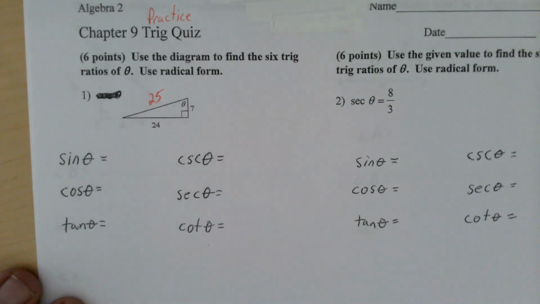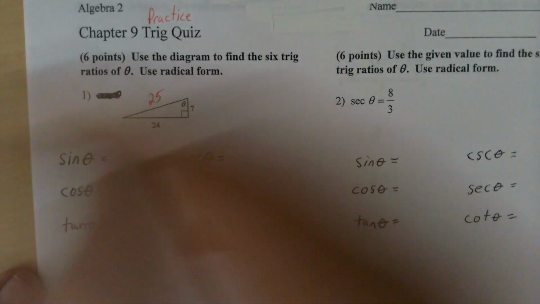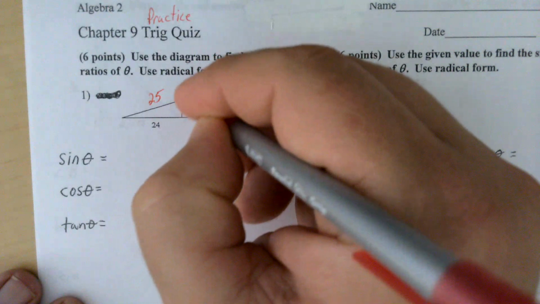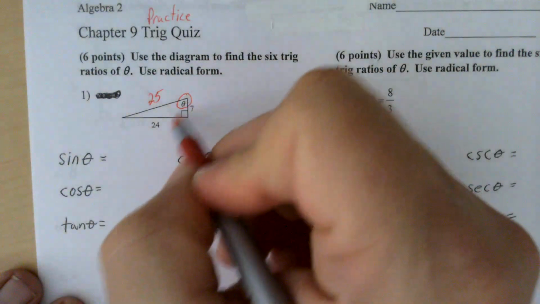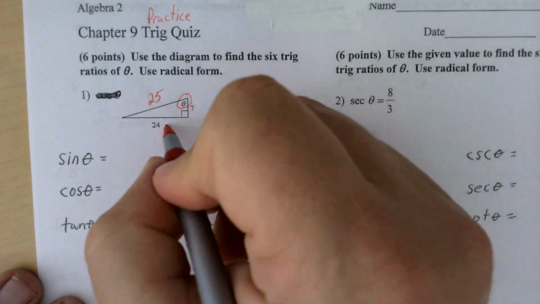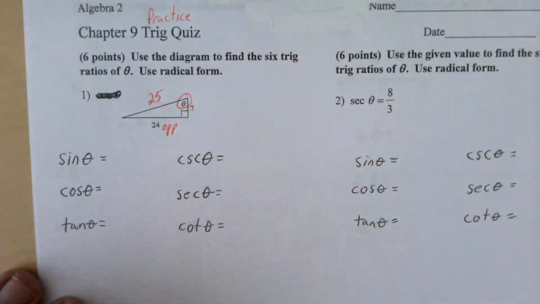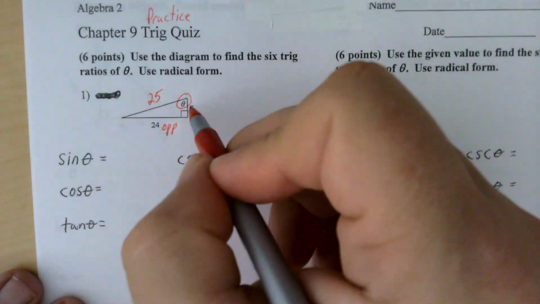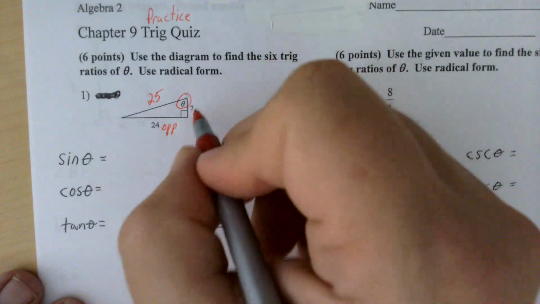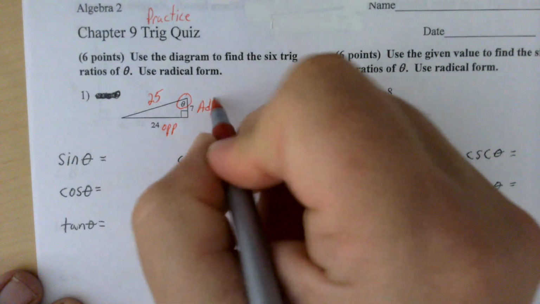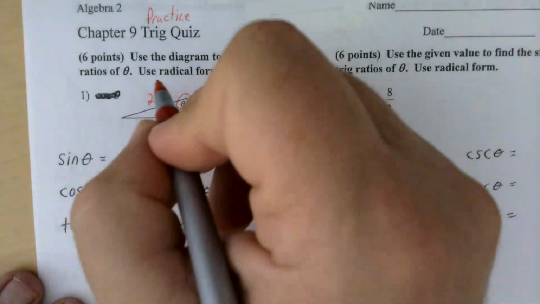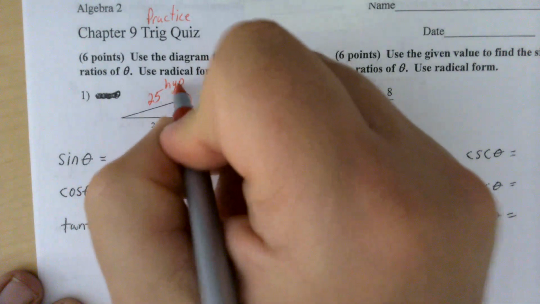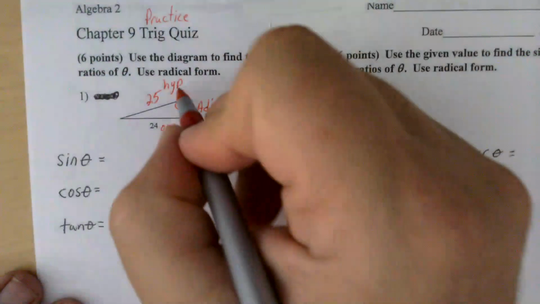And now the next thing you want to do is look where that theta symbol is. Okay, so it's so important that you're looking at the correct angle when you're setting up these ratios. So the side opposite this angle is the 24. Okay, the side next to it that's not the hypotenuse is the adjacent side, and the hypotenuse is always the side opposite to the 90-degree angle. So in this case, 25 is the hypotenuse.